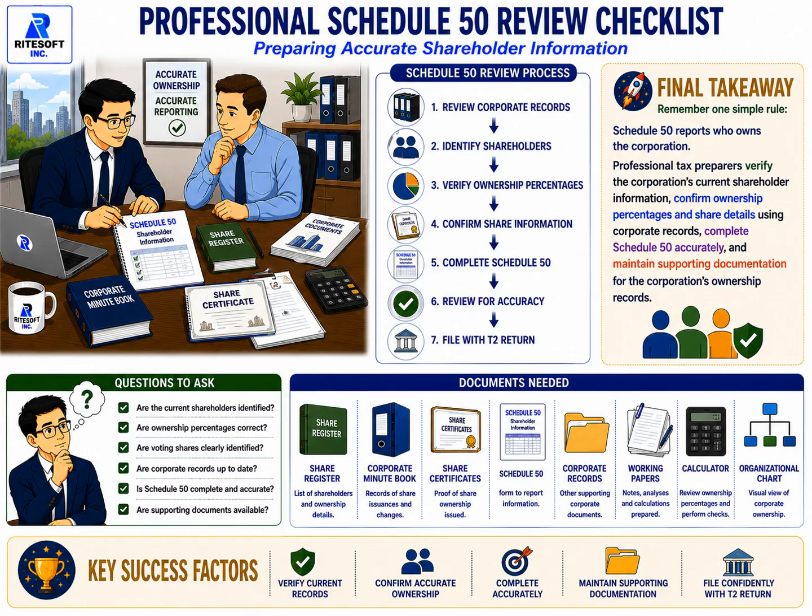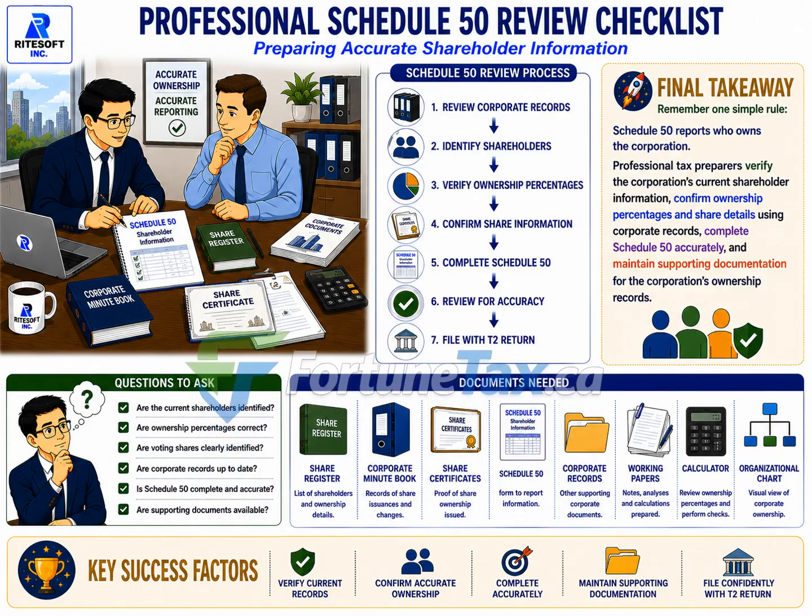Have all current shareholders been identified? Are the ownership percentages correct? Have the voting and non-voting shares been identified properly? Are the corporation's records current and complete? Has Schedule 50 been completed accurately? And are all supporting documents available? Answering these questions helps ensure that the shareholder information reported on the T2 return is both accurate and complete.